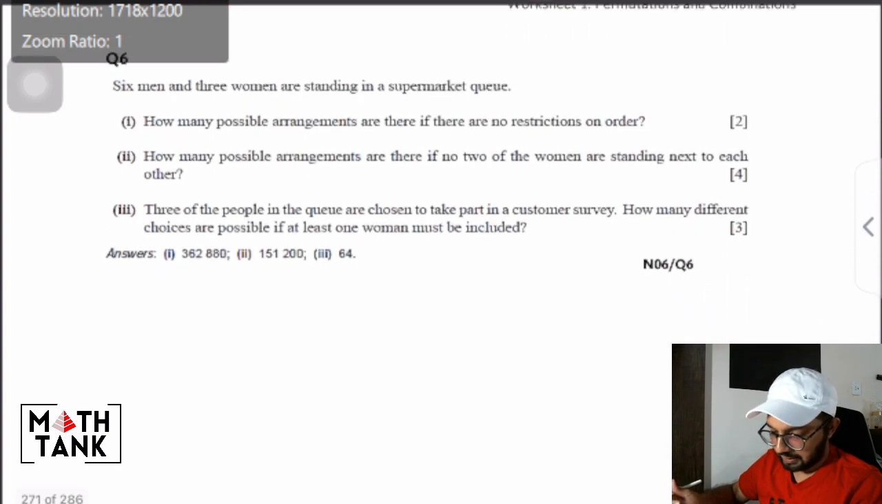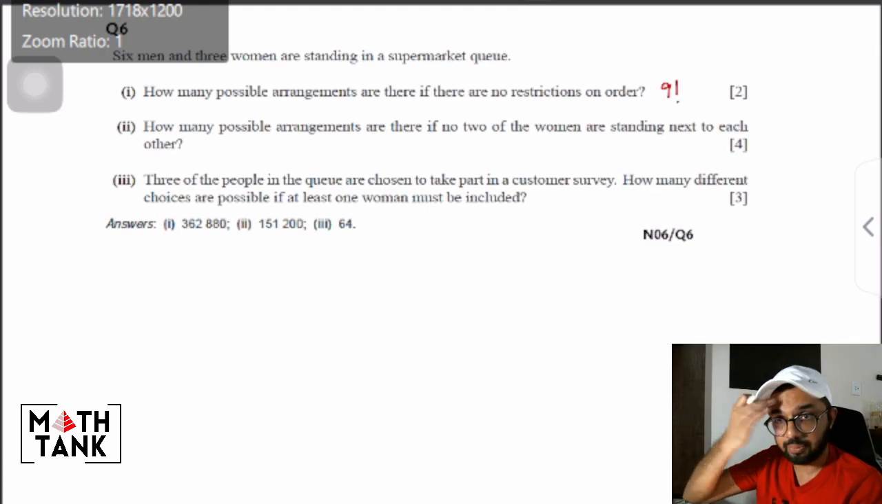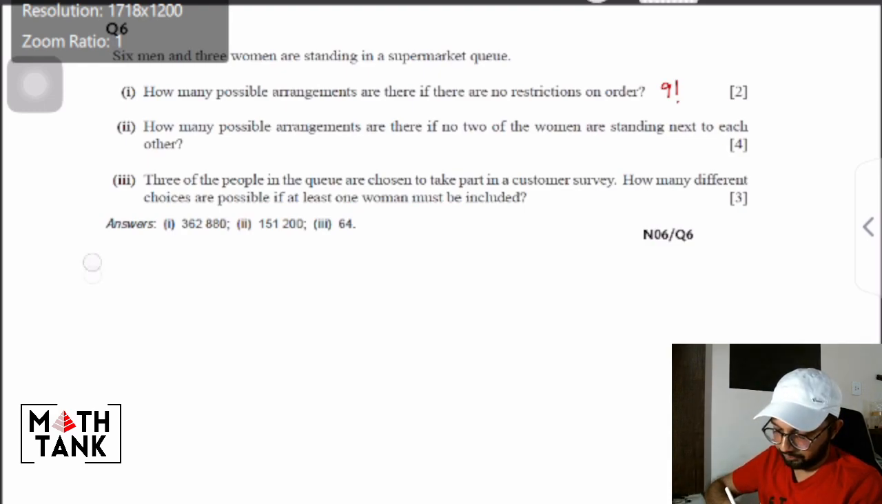That's question 6. It says 6 men and 3 women are standing in a supermarket queue. How many possible arrangements are there if there are no restrictions? So I think 9 factorial, that's fairly simple. I'm not really emphasizing on that. I get 9 factorial, 362880. Okay. Part 2.